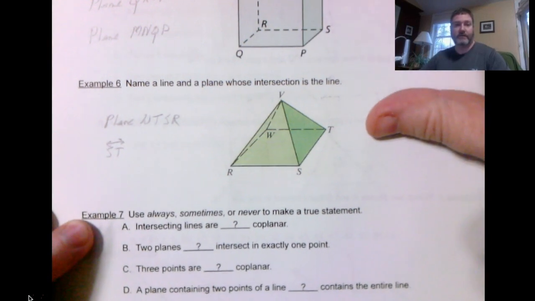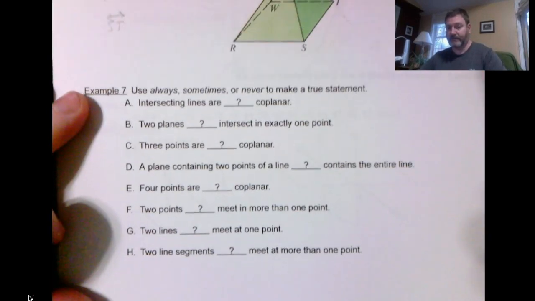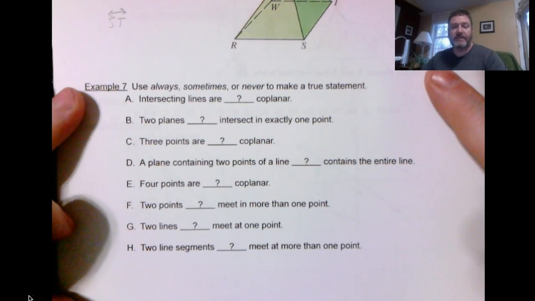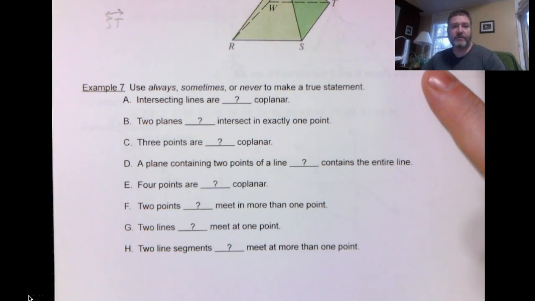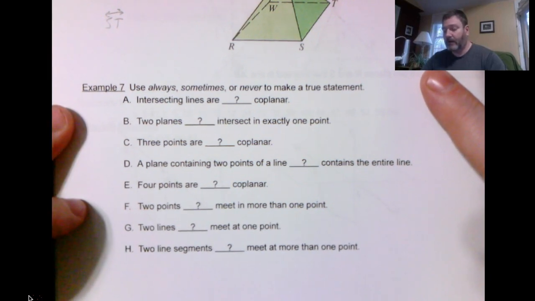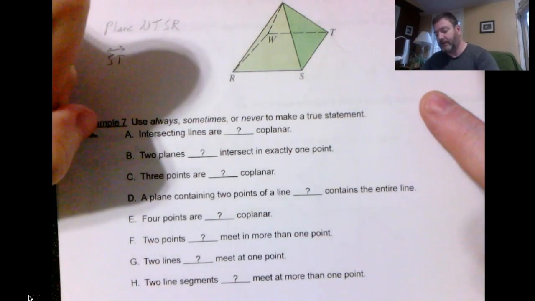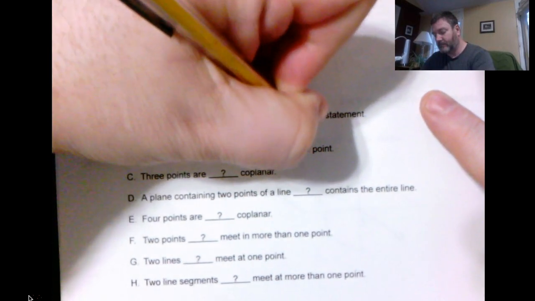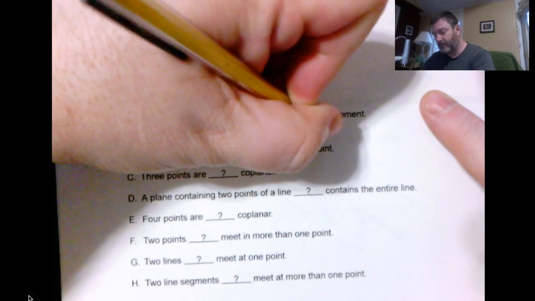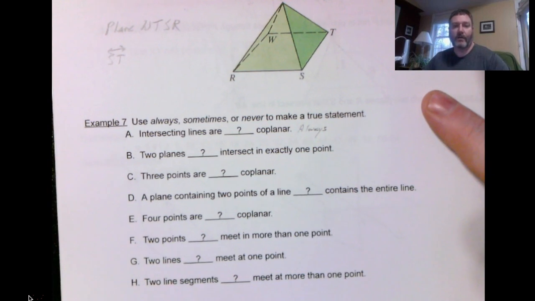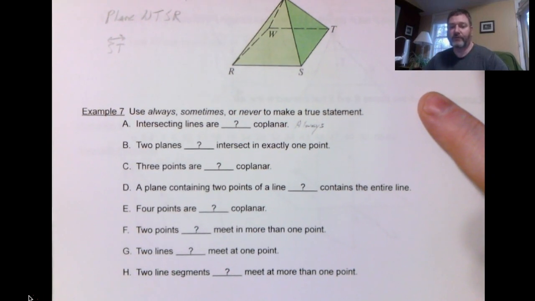Let's do some always, sometimes, never questions. These may seem simple at first, that you only have 3 choices, but you're going to find out this year that always, sometimes, never questions can be tricky, and you do want to pay attention. Intersecting lines are always, sometimes, or never coplanar. The answer here is always. Two lines intersect, they are always coplanar. We'll leave this proof to you later on.